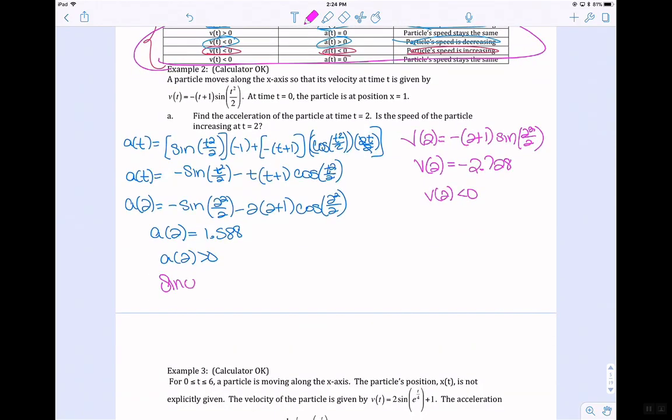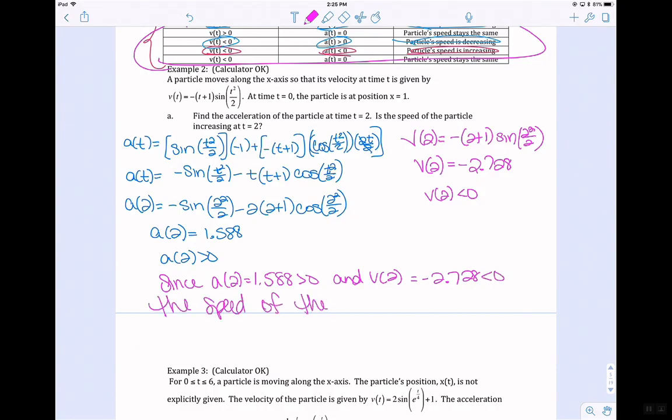So since a of 2 is equal to 1.588, which is bigger than 0, and v of 2 is equal to negative 2.728, which is less than 0, the speed of the particle is decreasing, because one of them is positive and one of them is negative. Okay? So now, let's look at another one.